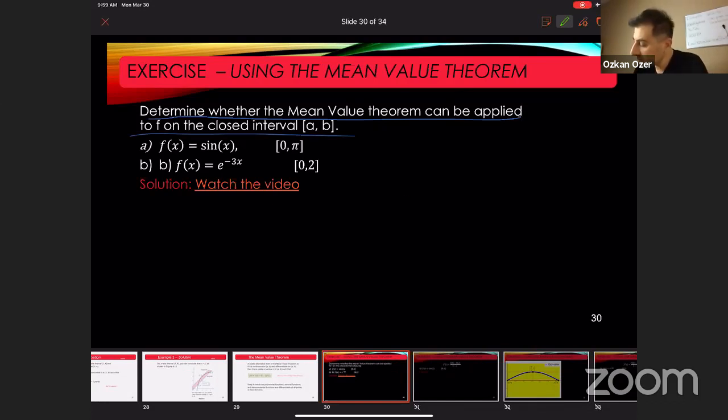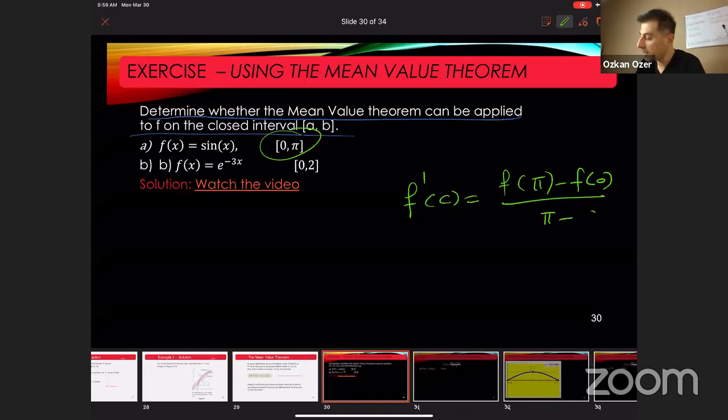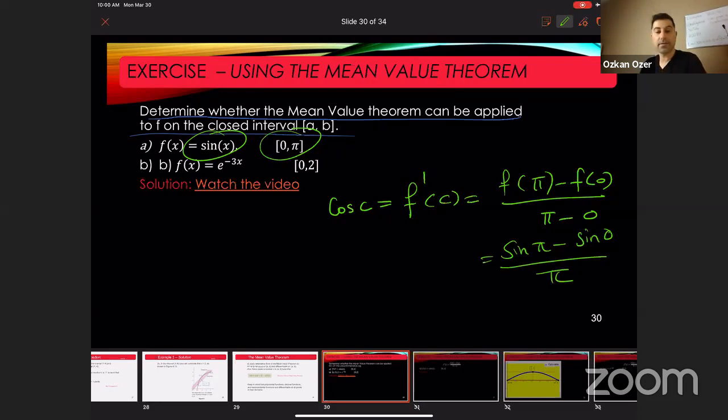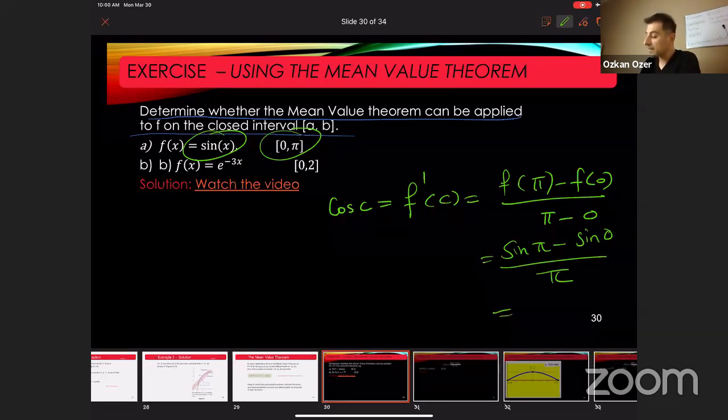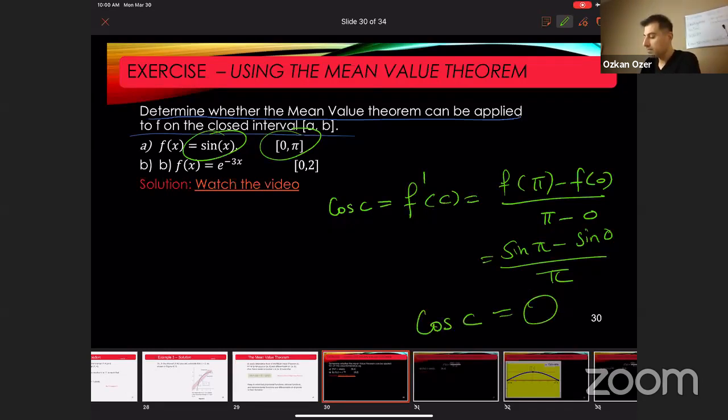And at the end, you can conclude that f prime of c equals, like for this example, f of pi minus f of 0 divided by pi minus 0, right? And here in this case, f prime is cosine in fact, right? Cosine x evaluated at c, that's cosine c, equals f of pi minus f of 0 divided by pi. And you can calculate this, in fact, so this is sine pi minus sine 0 divided by pi. Use your calculator, and you will see that sine pi equals 0 and sine of 0 equals 0, so this is 0. So then you're looking for c's for which cosine equals 0.